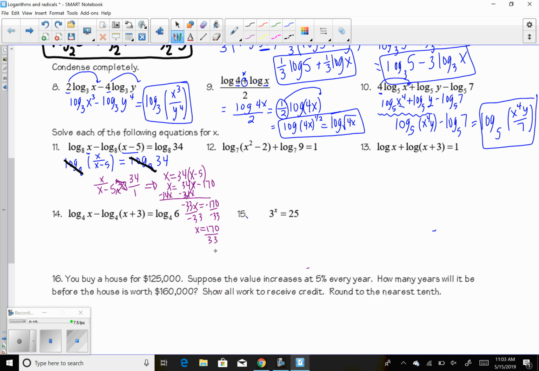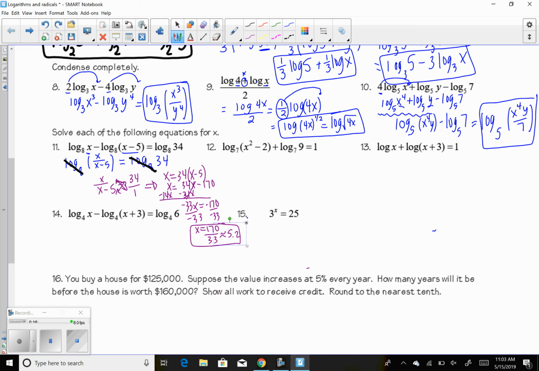So you really just want to make sure that you go back and check, when you plug it in, that it doesn't give you a negative. So 170 over 33 as a decimal is about 5.2. So what I do is I go back and check. If I put 5.2 there, I want to make sure it's not a negative, and 5.2 is bigger than 5, so that would work. So there's your final answer.